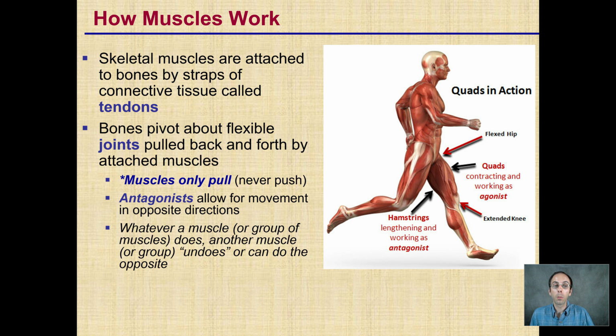Bones pivot about flexible joints and are pulled back and forth by those attached muscles. You go through and start moving things around. Muscles only pull, they never push. So there's an antagonist that allows for movements in the opposite direction.